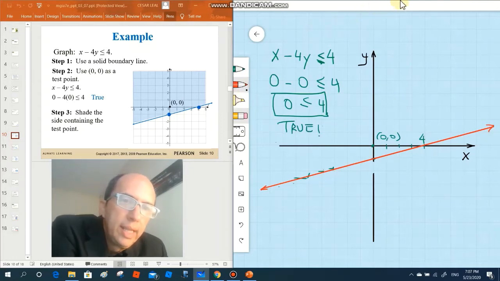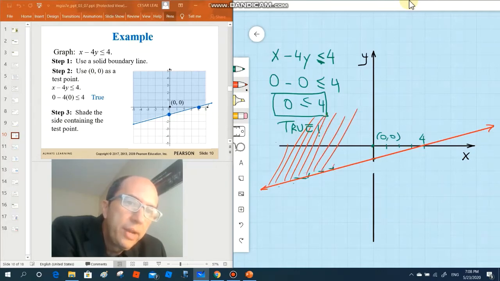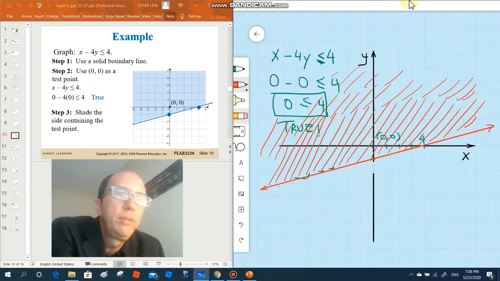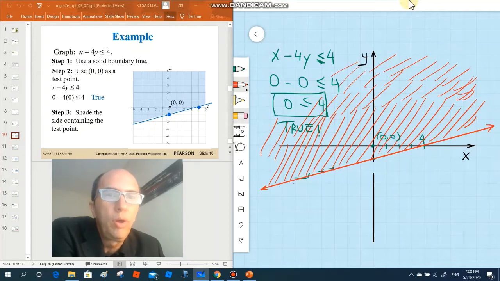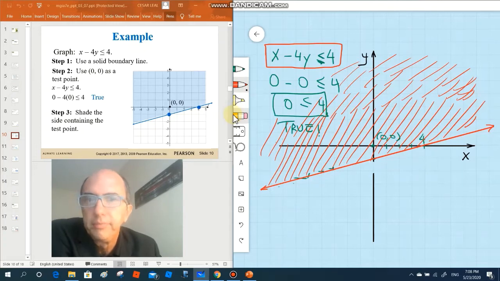That means you have to shade the area where the point is located. So all this area here is the representation of the inequality. And this goes all the way to infinity. Remember, this shade here goes all the way to infinity. Which inequality are we representing? X minus 4y less than or equal to 4. Okay?